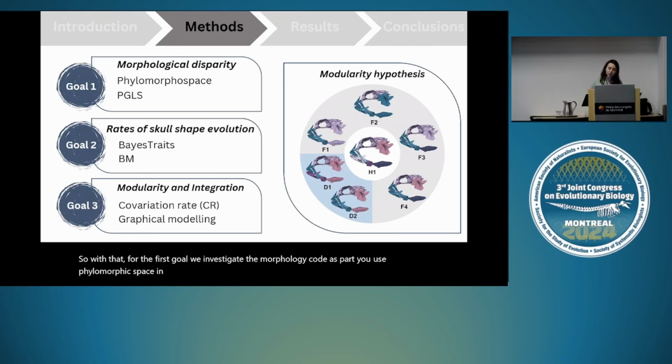So with that, for the first goal, we investigated the morphological disparity using phylomorphospace and PGLS. We estimated the rates of skull shape evolution on BayesRate, considering the Brownian model. And for modularity and integration, we used 2 methods. First, covariation ratios and graphical modeling, considering 7 hypotheses. First hypothesis, all bones separately, then 4 functional hypotheses and 2 developmental hypotheses.